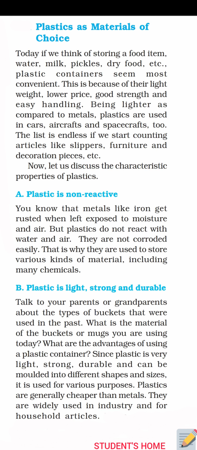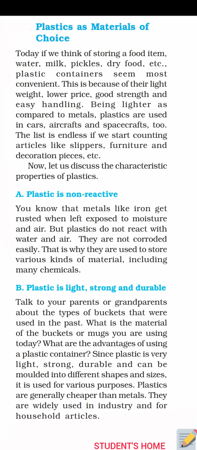So now let's discuss the characteristic properties of plastic. The first property of plastic, as you can see here, is that plastic is non-reactive. You know that metals like iron get rusted when left exposed to the moisture in air. But plastics do not react with water and air. They are not corroded easily. That is why they are used to store various kinds of materials including many chemicals.